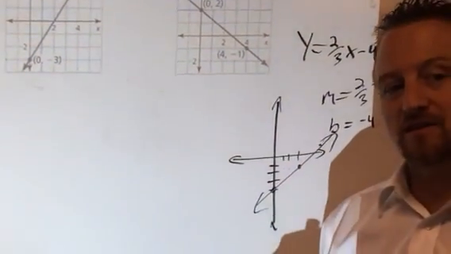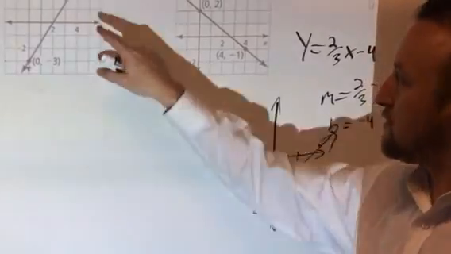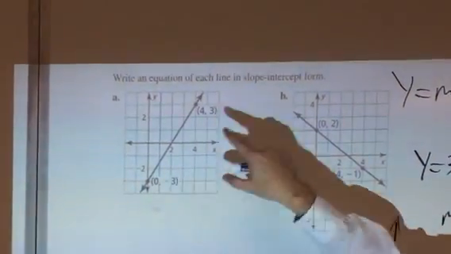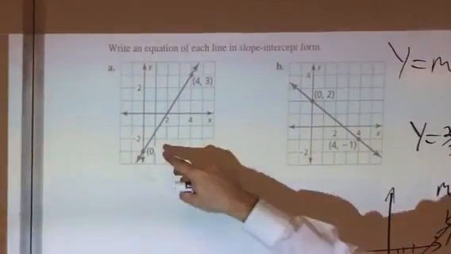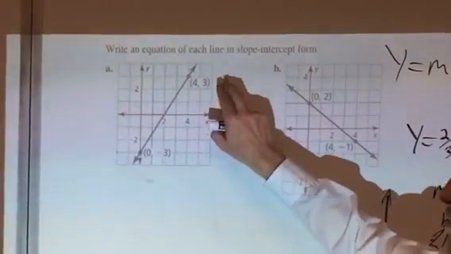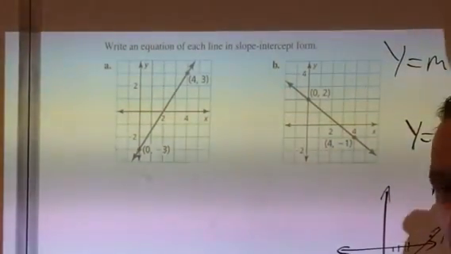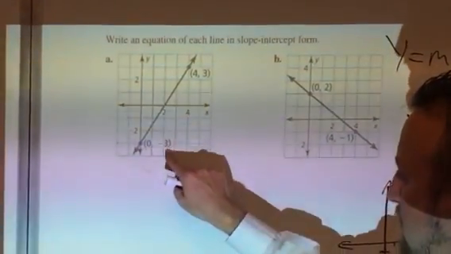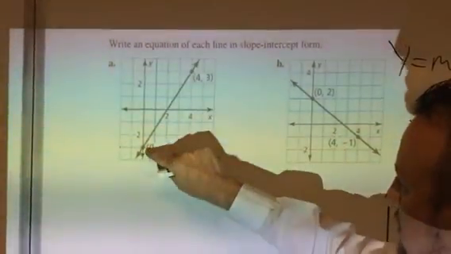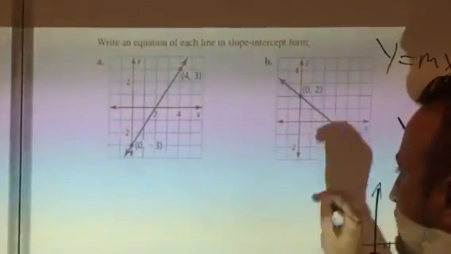But now it's asking us to reverse this. Now it's giving us the graph and it's asking us to make the equation. But it's giving us some hints. It's giving us some ordered pairs, coordinates if you will, that we can start with. So it's telling us that (0, negative 3) and (4, 3) are two points on this line to help us find the equation.